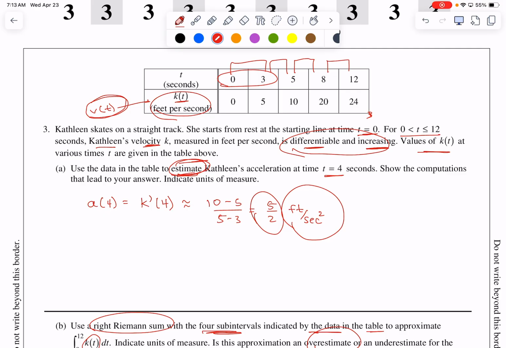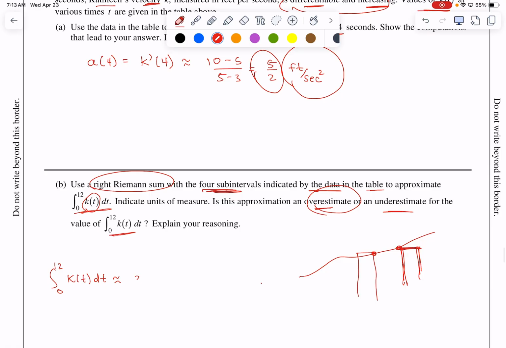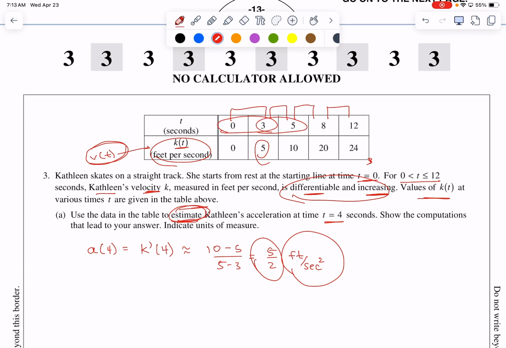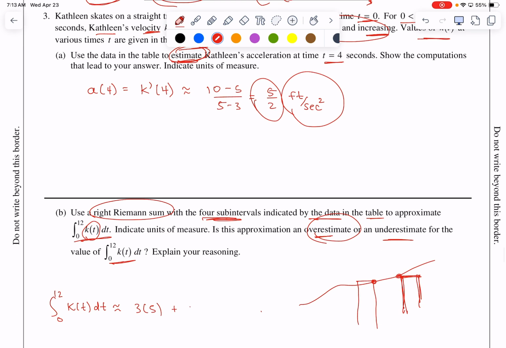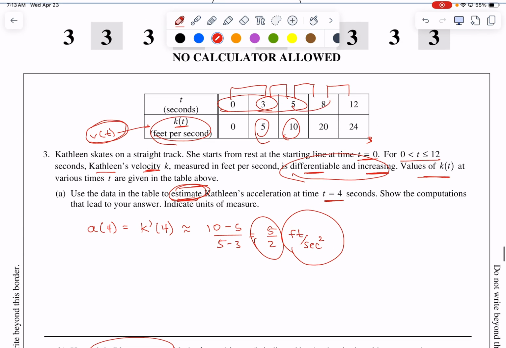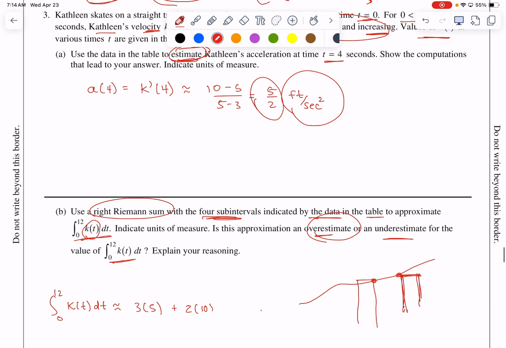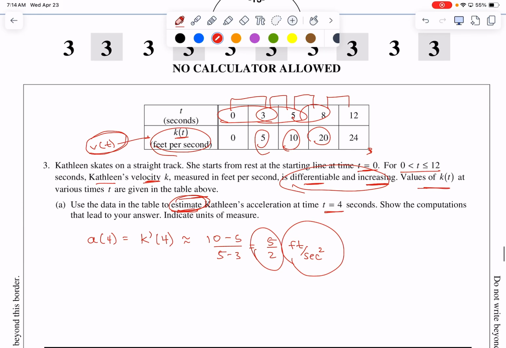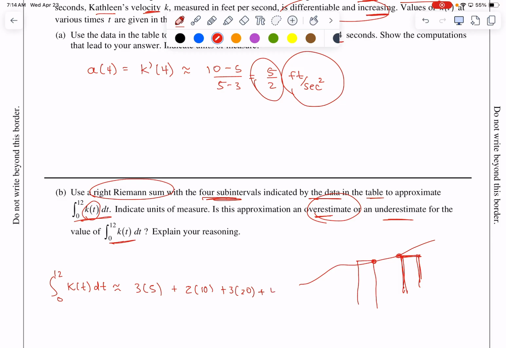The first width is what? And then the height is what? So it'd be 3 times 5. They're not going to be equal height. Plus, the next width is what? And then the height is 10, so it'd be 2 times 10. Plus, the next one's going to be 3 times 20. And you don't have a calculator for this, so you're going to have to actually number crunch. And then it's going to be 4 times 24. All right, and then that actually is worth 1 point right there.